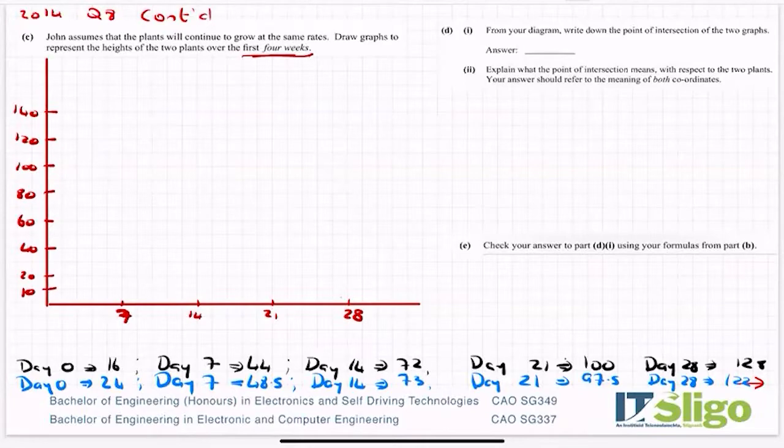Okay, so then we plot. So I'm going to plot in black and blue. That's why I wrote the numbers like that underneath it. So plant A, as we call him, at day 0, he was 16, which is somewhere here. Okay, day 7, he's 44, which is somewhere here. Day 14 is 72. Halfway is 70. Day 21 is 100.